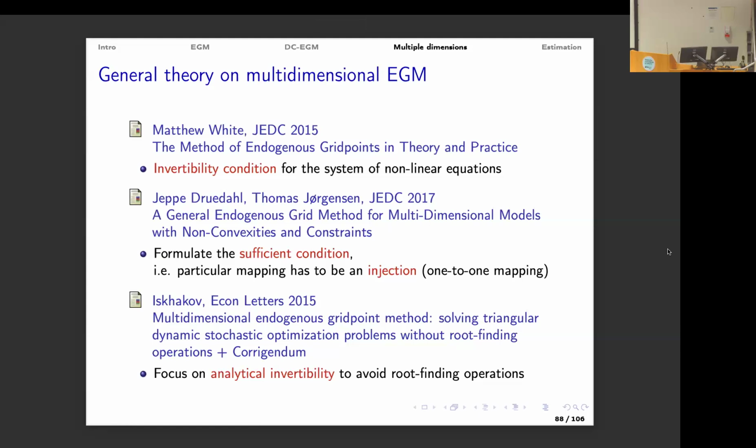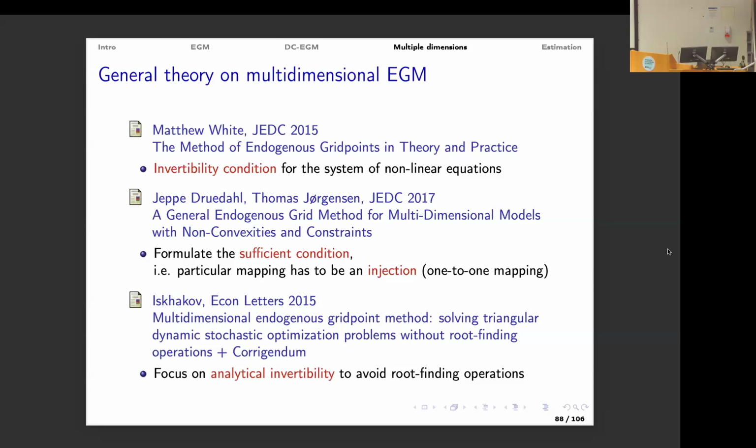Now, a big theoretical question is, what is the actual class of models where we can apply these ideas? And I don't think we have a very clear answer. There has been a few attempts. So Matthew White had written a list of assumptions that a problem has to satisfy. And his key condition is this invertibility condition for the system of nonlinear equations. Something similar is in the Druedahl and Jørgensen paper. They talk about injection between a particular map having this property.